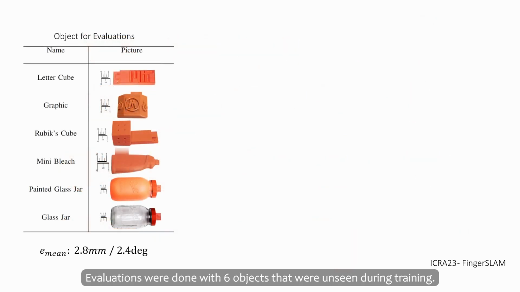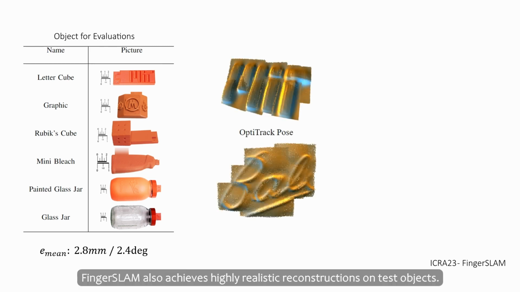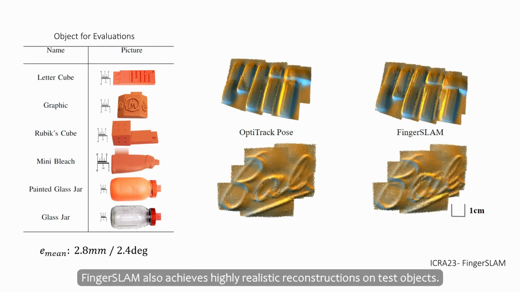Evaluations were done with 6 objects that were unseen during training. Our mean error is 2.8 mm in position and 2.4 degrees in orientation. FingerSLAM also achieves highly realistic reconstructions on test objects.